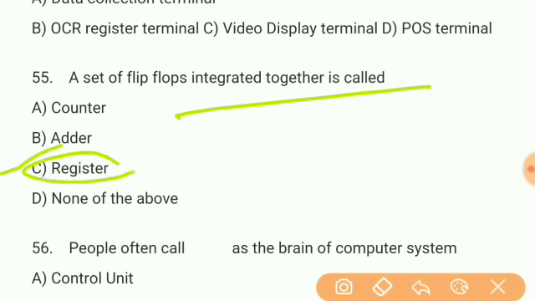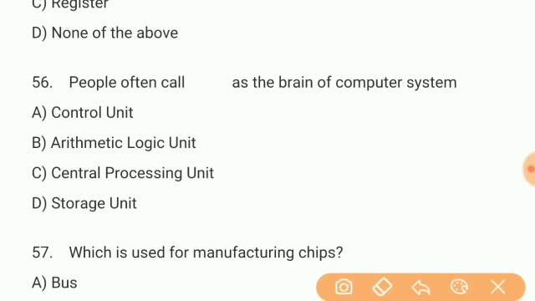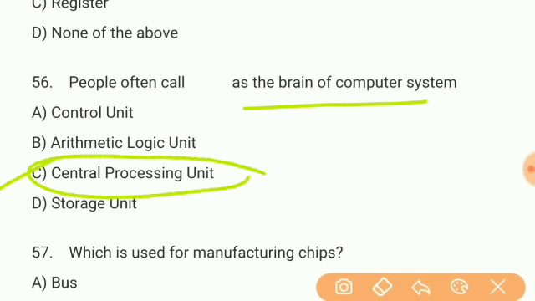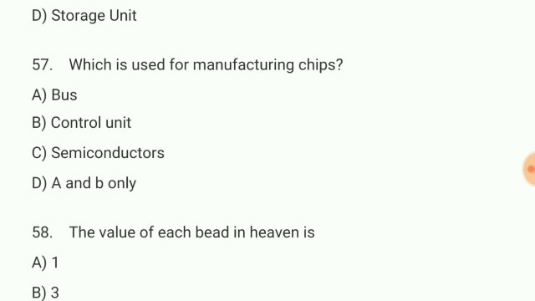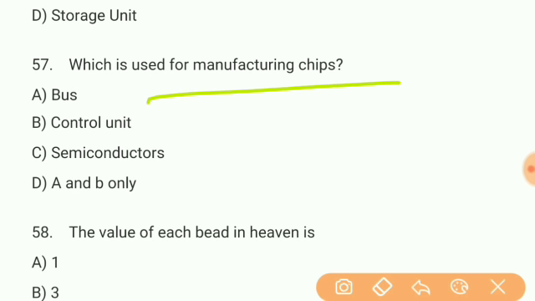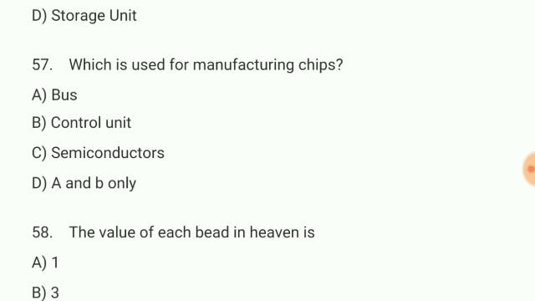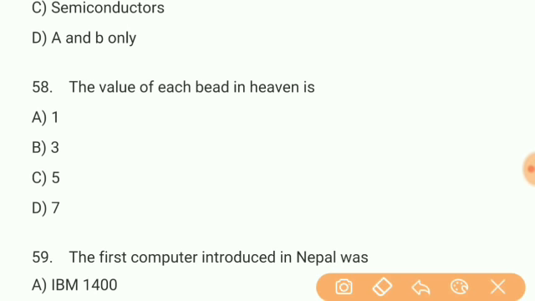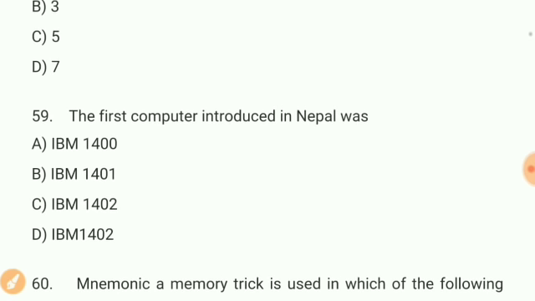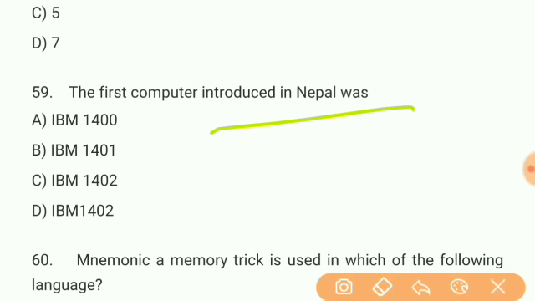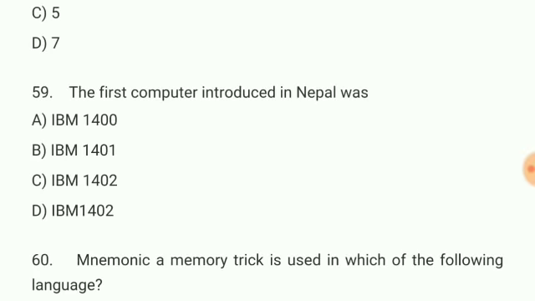Then a set of flip-flops integrated together is called a register. People often call the CPU, the central processing unit, the brain of the computer system. What is used for manufacturing computer memory chips? Semiconductors. Then the value of each bit is 5. Then the first computer introduced in Nepal was the IBM 1401.